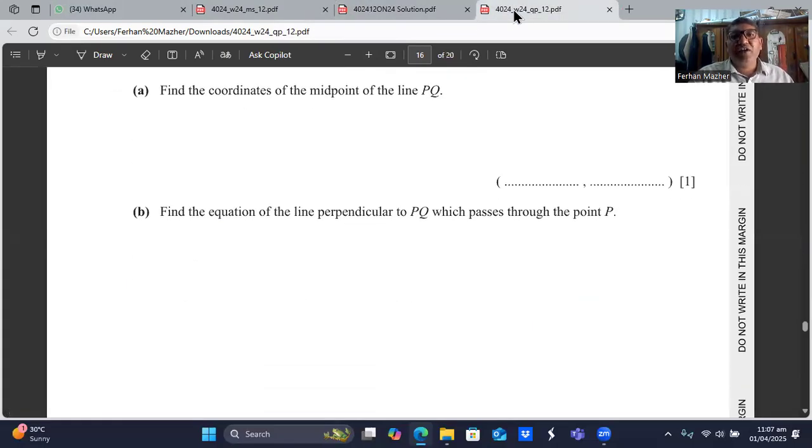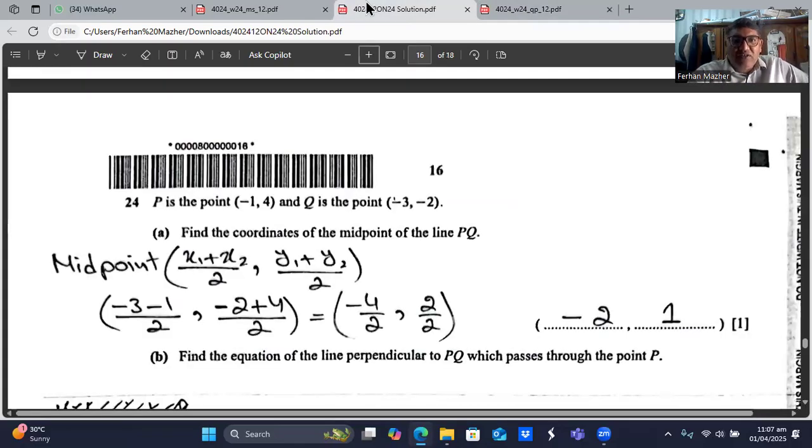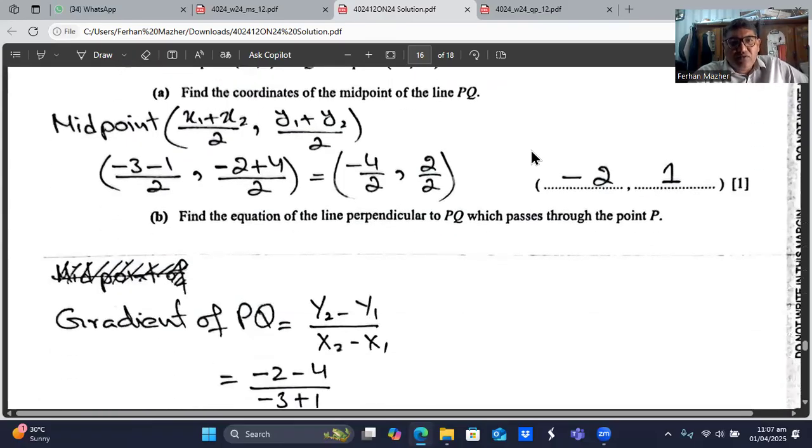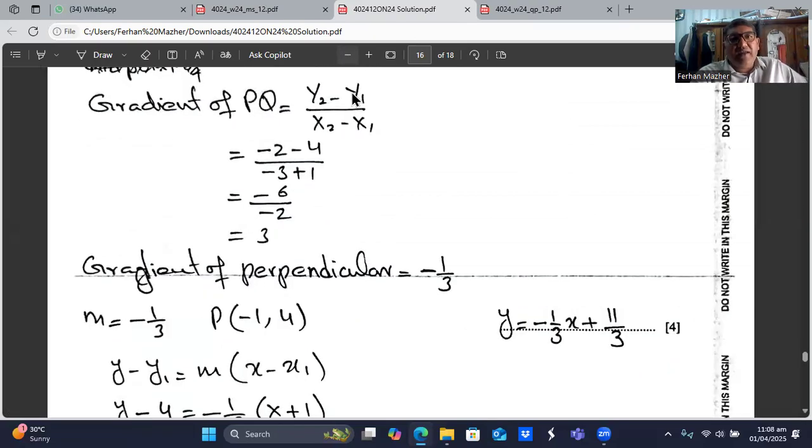Then he says, find the equation of the line perpendicular to PQ, which passes through the point P. Okay. So the point through which the line will be passing is P, and it is perpendicular to PQ. So first of all, I will find the gradient of PQ. For that, I will use the formula y2 minus y1 divided by x2 minus x1. So it is minus 2 minus 4 divided by minus 3 plus 1, minus 6 by minus 2.